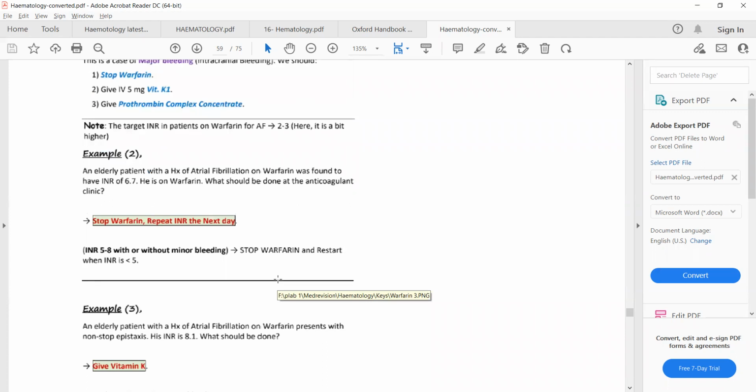An elderly patient with a history of atrial fibrillation on warfarin presents with non-stop epistaxis. His INR is 8.1. So INR more than 8 and minor bleeding. We'll give vitamin K only. There is no need to give prothrombin complex concentrate or FFP.